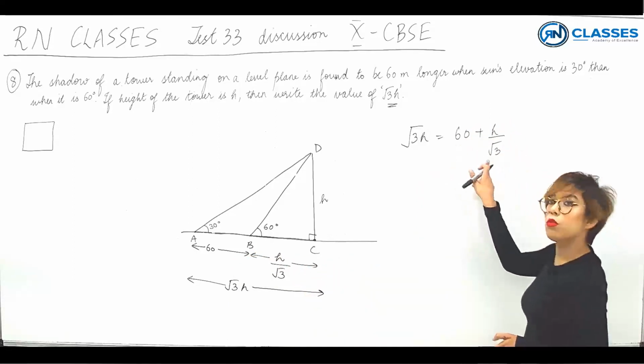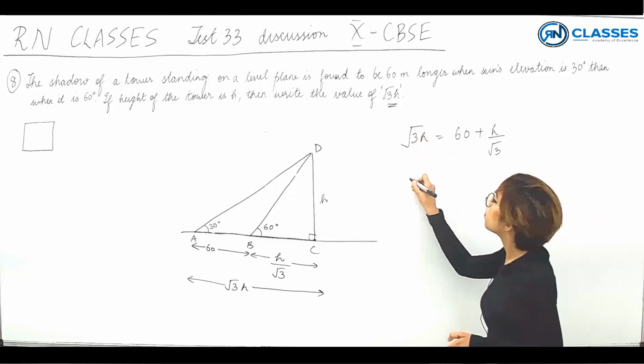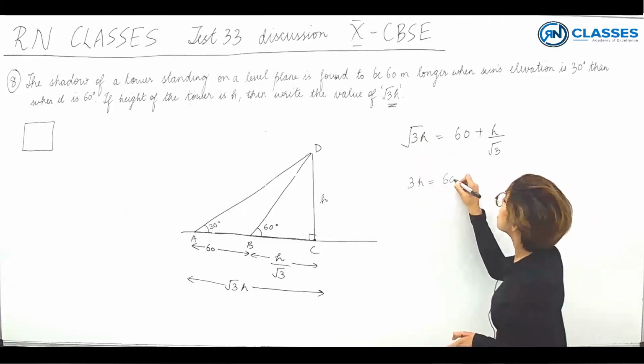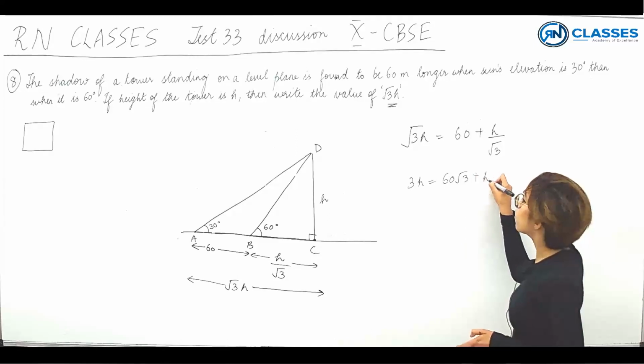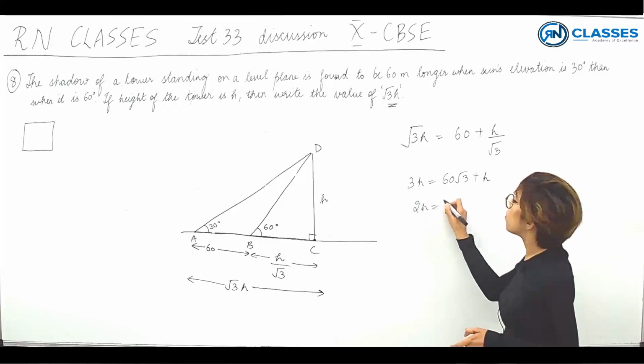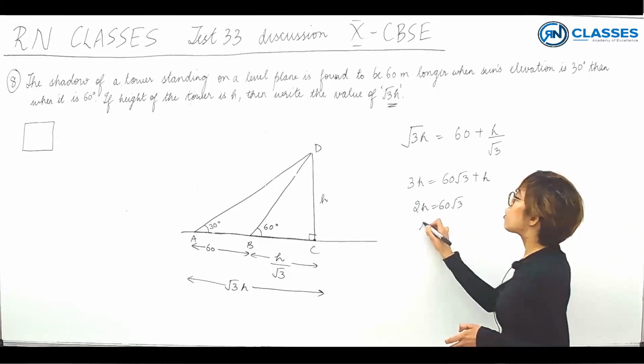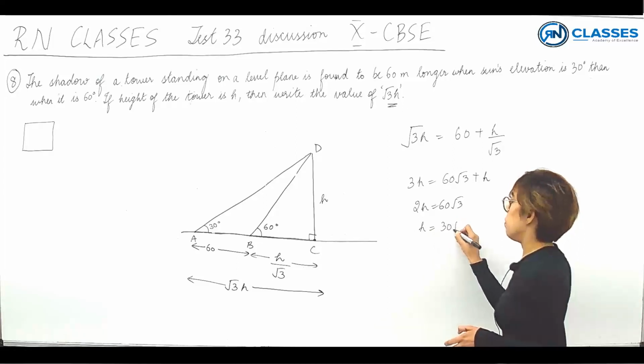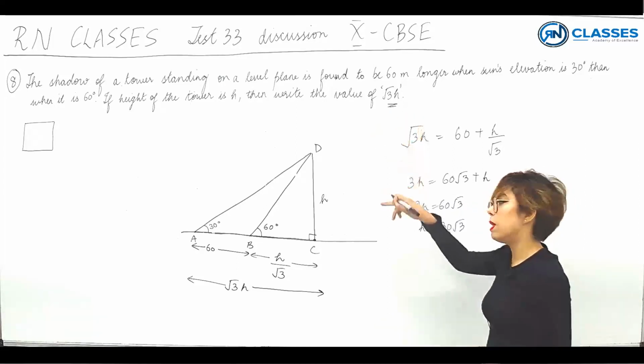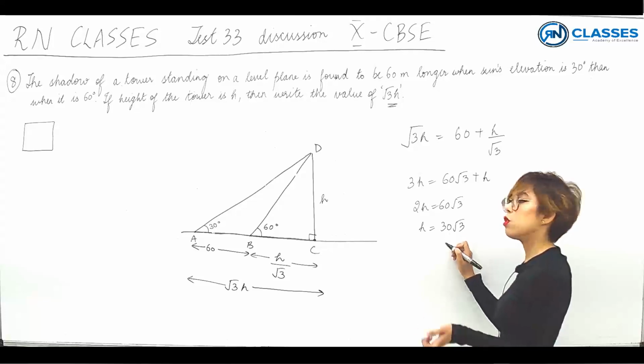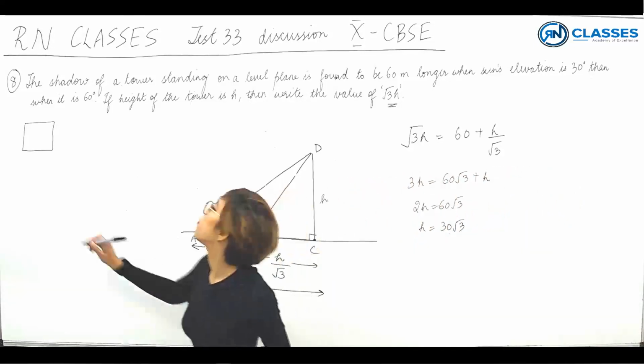Right? So let me take root 3 common and cross multiply as well. So 3h is equal to 60 root 3 plus h. So 2h is equal to 60 root 3. I'll get h as 30 root 3. But I want root 3h, so multiply by root 3. So I'll get 30 into 3, which is 90.